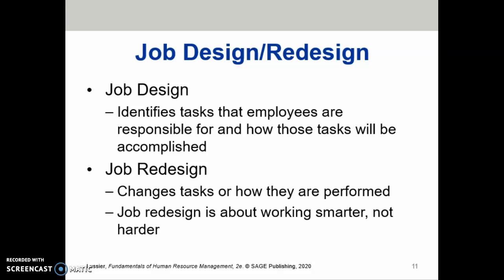Now, job redesign is really important too because as tasks change, or the way they're performed changes, you need to redesign the job. And it's about working smarter, not harder. We're constantly reworking our processes, and as we get new people coming in, it's fresh eyes, and we try to take advantage of that and have updates done on the processes.